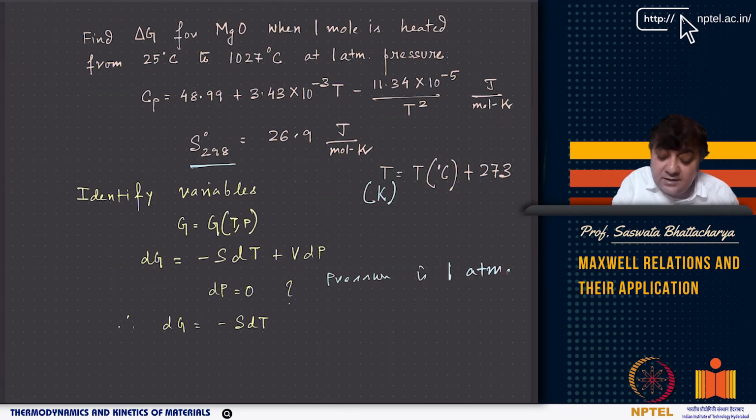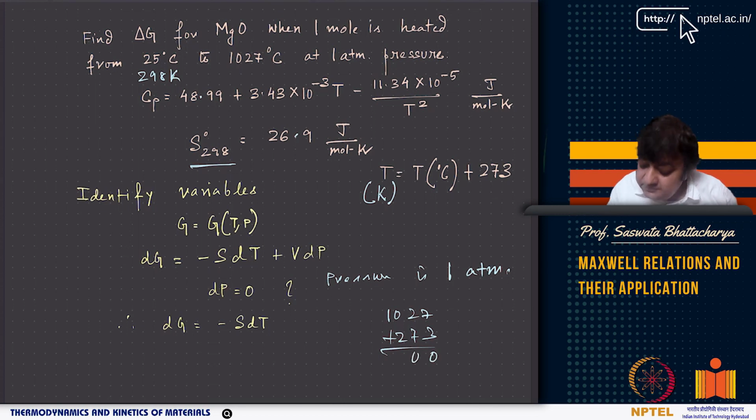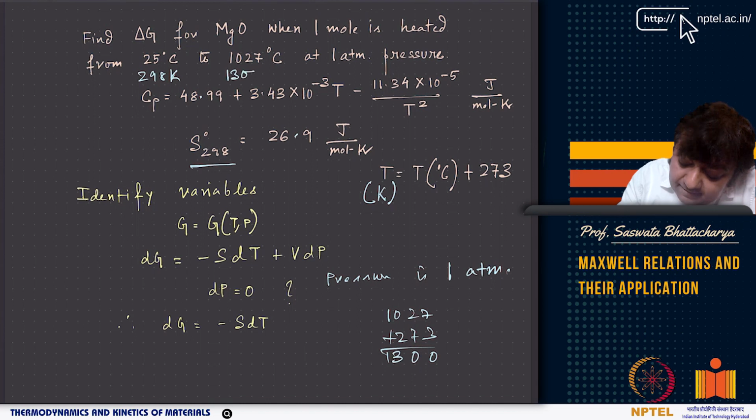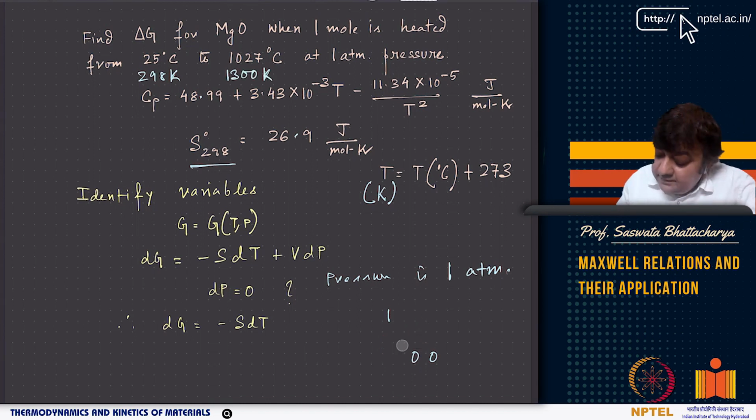What is the temperature of interest? 25 degrees Celsius is 298 Kelvin. The lower temperature is 298 Kelvin, and this is 1027 degrees Celsius. You add 273, so 1027 plus 273, which is 1300 Kelvin. So it is 1300. Pressure is 1 atmosphere and it's constant pressure. So that's why dP equal to 0.